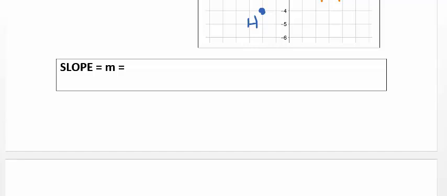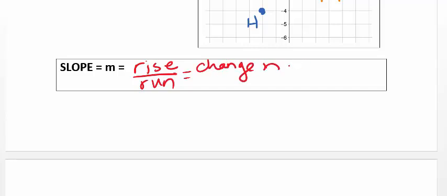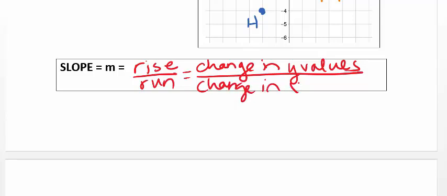Now, the slope of a line is always your rise over your run. And we use the variable m for the slope. Now, what is the rise over run? We're going to see that in a few minutes when I give you some examples on a graph. But what the rise is, is a change in y values over the change in x values.